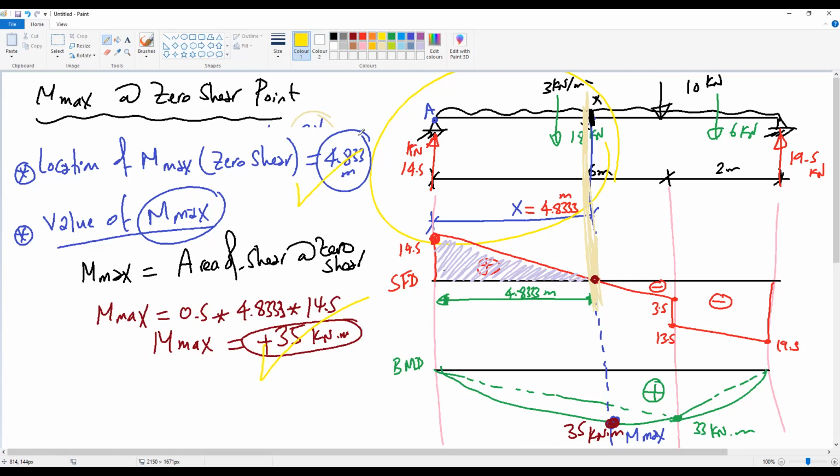Okay. Do you have any problem with this type of question? This question is similar to last week's question, but we added another requirement, which is the location and value of the maximum moment. Okay. Do you have any question for this one?